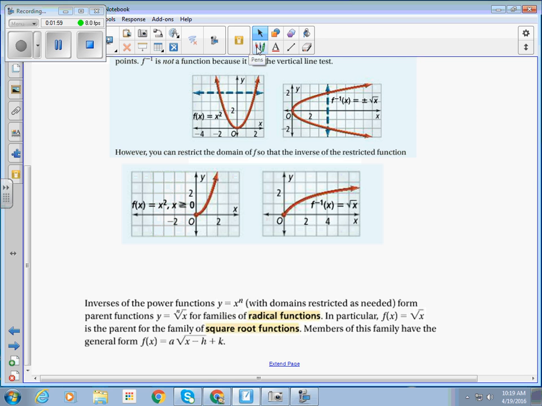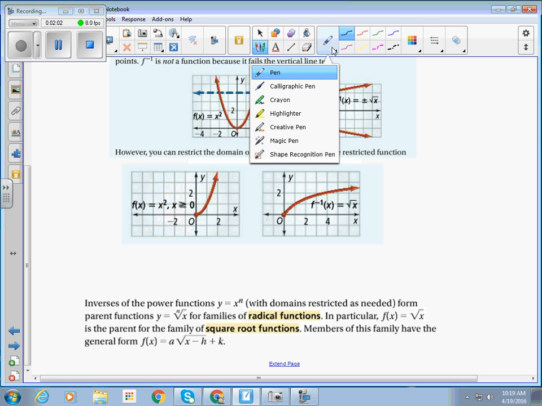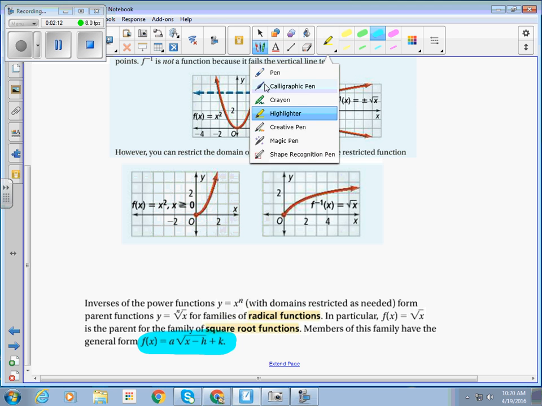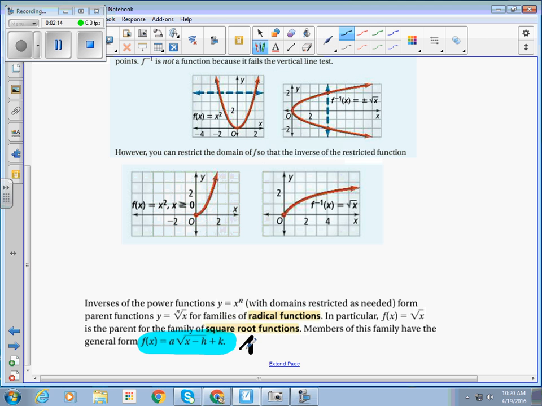So I need you to get your highlighter out. We're definitely going to highlight this parent function, and we're going to put stars, sparkles, whatever we need to do, so that we see the parent function is f of x equals a square root of x minus h, plus k.